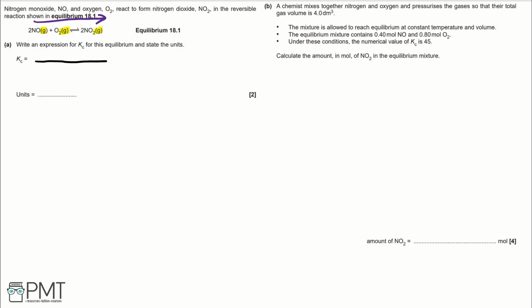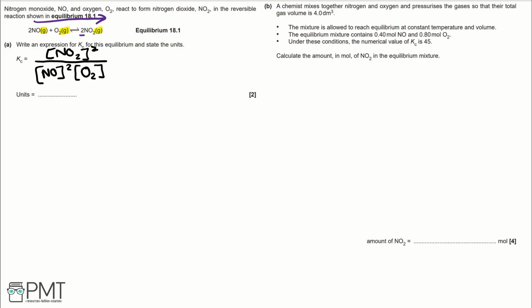So nitrogen dioxide would be your numerator. We use square brackets to signify concentration, and then we're writing it to the power of 2. And that is because of the stoichiometry in the equilibrium. There is a 2 in front of the nitrogen dioxide, so it's raised to the power of 2. Then for our denominator, we have nitrogen monoxide raised to the power of 2 multiplied by oxygen raised to the power of 1, so we don't need to write it.